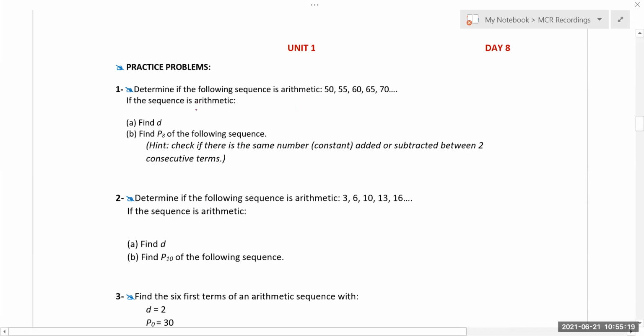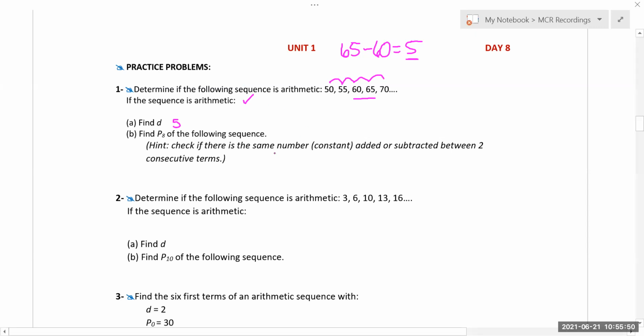So if the sequence is arithmetic, you can find d, and d would be the same for all. So to get d, take any two terms and subtract the previous one from it, and that's going to be my d. So 5, 5, 5, 5. So d is 5, and this is arithmetic. So we've got that part, and we can say yes. Then we want to find P8.